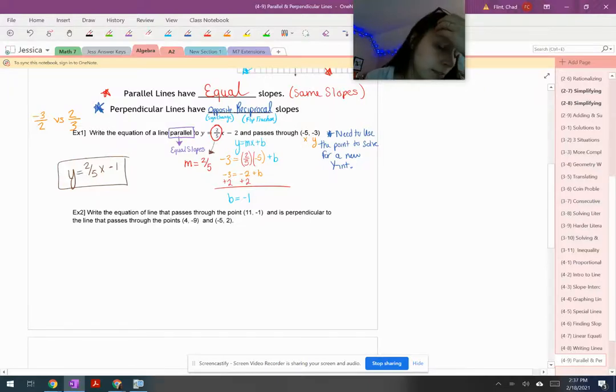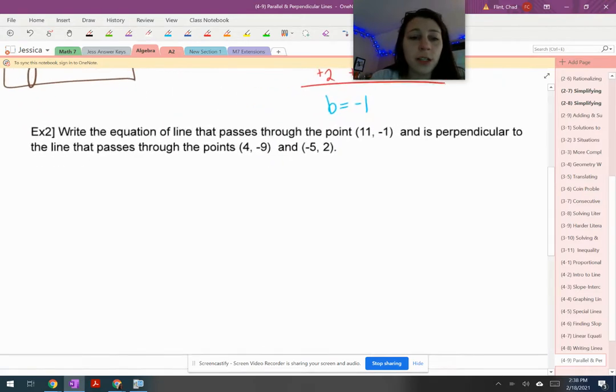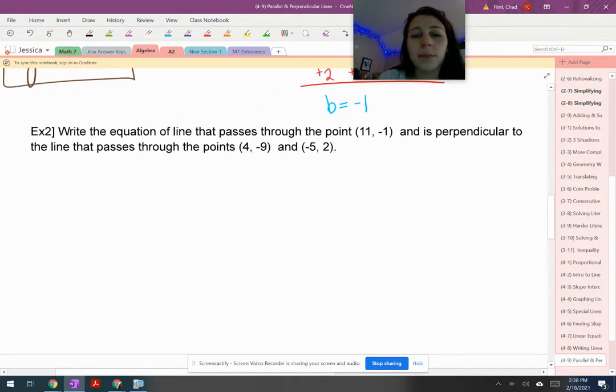Okay, so last example, Example 2 here on 4-9, parallel and perpendicular lines. This one is asking us to write the equation of a line that passes through the point (11, -1) and is perpendicular to a line that passes through these two points. When you're looking at these kinds of problems, it's important to distinguish which two points are being grouped together and which point is kind of on the outside.